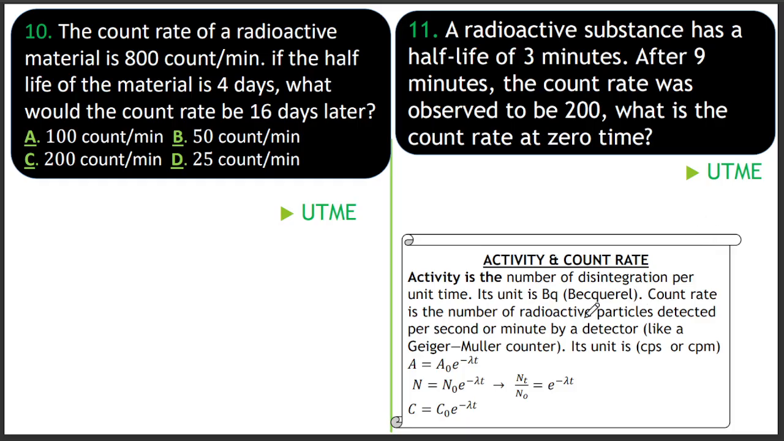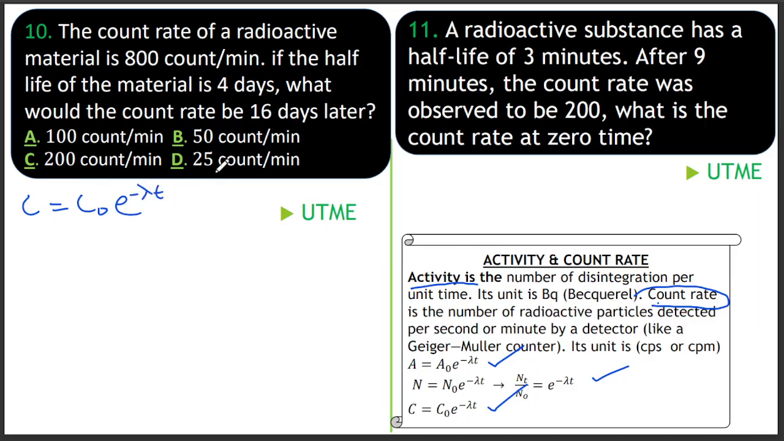So I solve this one and you solve this one. Take note of the difference between activity and count rate. But I'd like you to know that the general equation is the same, whether you're talking about activity or decay rate or count rate.